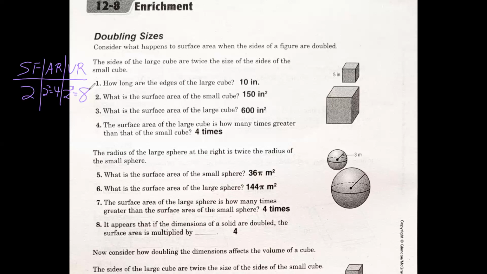Now, could you have done more work and then set up more ratios on this page? Yeah. Again, if you understand this idea that when we have a scale factor, the area ratio is our scale factor squared, and the volume ratio is our scale factor cubed, then there's not going to be a lot of work on this page. Let's do this up.